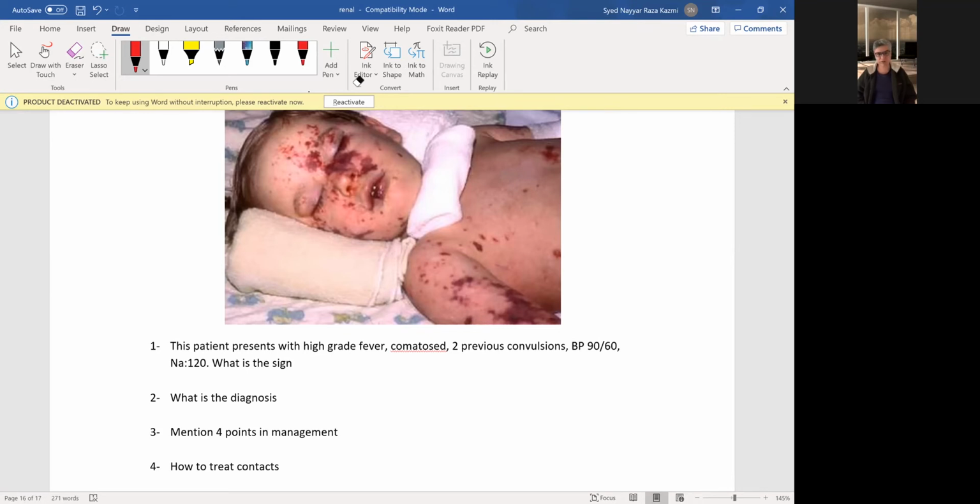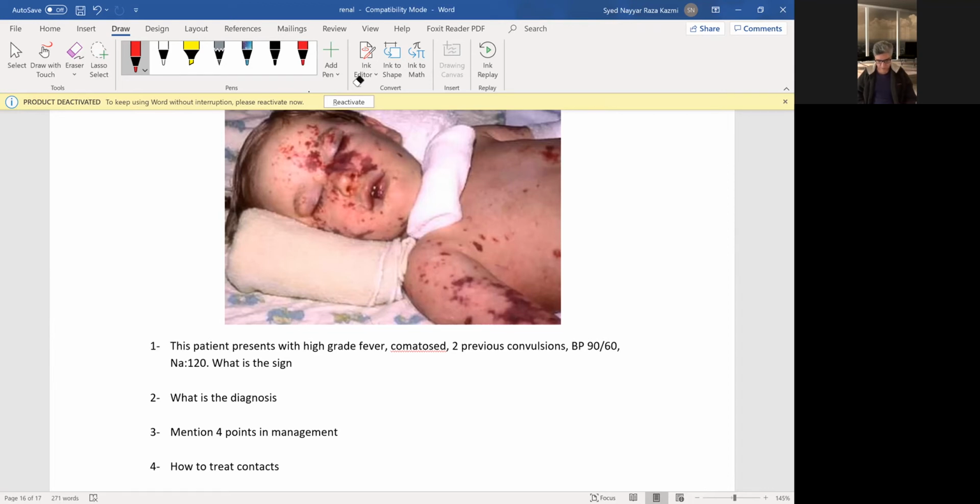How to treat contacts? Most of the time, we give rifampicin to the close contacts. In adults, you can also use ciprofloxacin. So ciprofloxacin and rifampicin are usually used to treat the contacts.